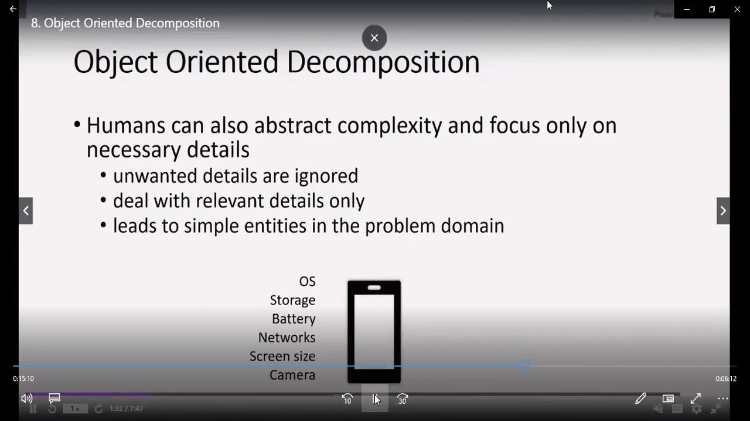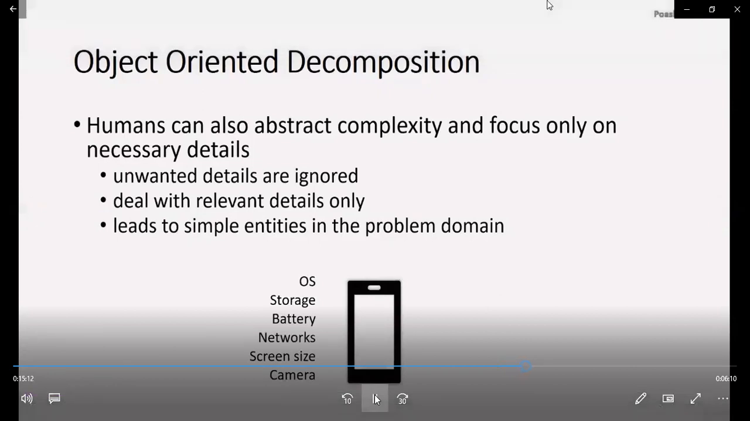For example, I'm taking the example of a cell phone. A cell phone is made up of many components, which are very complicated. So when we go to buy a particular cell phone, we only focus on those details which are important to us. For example, what operating system it has, iOS or Android, how much storage it has, what the battery backup is, what networks it supports, what the screen size is, or what the resolution of the camera is.